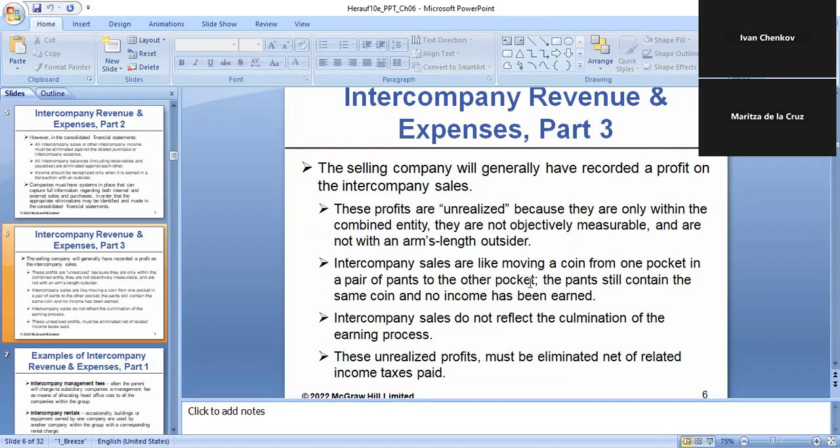Intercompany sales do not reflect the culmination of the earnings process, and those unrealized profits must be eliminated net of the related income taxes paid.